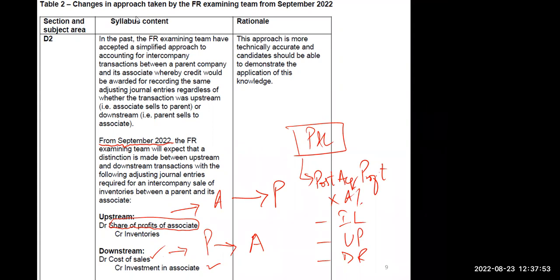There are some questions from the student side. An example to further elaborate this change. Okay, I'm giving you some examples. What do upstream and downstream mean? Upstream means the associate is selling the goods to the parent company. The parent is assumed to be the top company of the group. So when the associate is selling goods to the parent company, we are selling upstream. And downstream means the parent is selling to the associate company down the group.